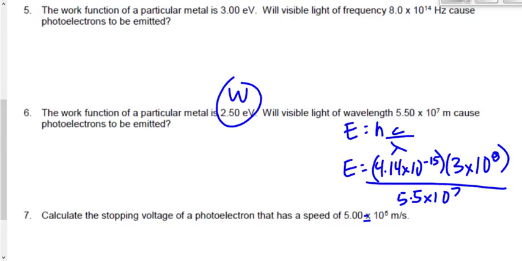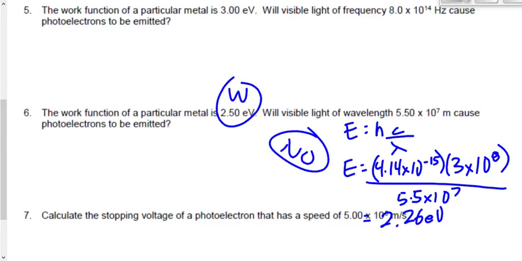Justin, do you have the answer for that? Yeah? 2.5? Not 2.5. 2.26, thank you. 2.26 electron volts. So my energy is 2.26. My work function is 2.50. 2.26 is below the work function. That means the electrons will not be ejected. So the answer to that is no.